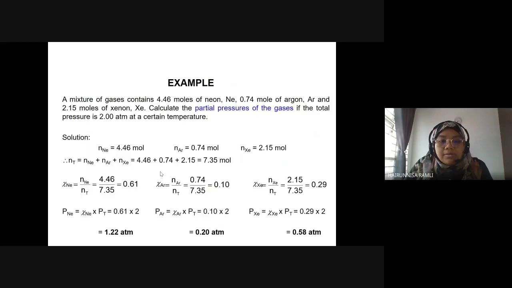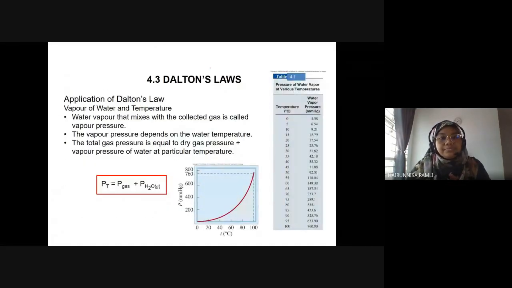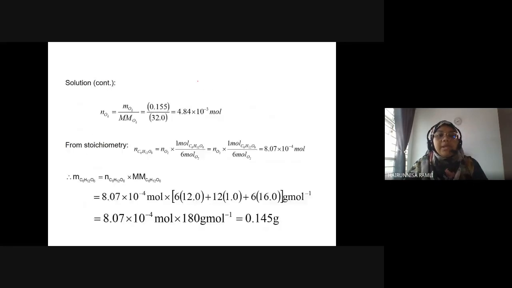And then for this Dalton's law, the application is collecting gas over water. If you look here, the gas is collected over water, so it goes through here. We collect the gas in the closed tube. The pressure that we get is actually the P total, which includes the P of the gas that we want plus the P of water vapor. So we need to subtract the water vapor pressure to get the P gas. This is what you have learned before this.